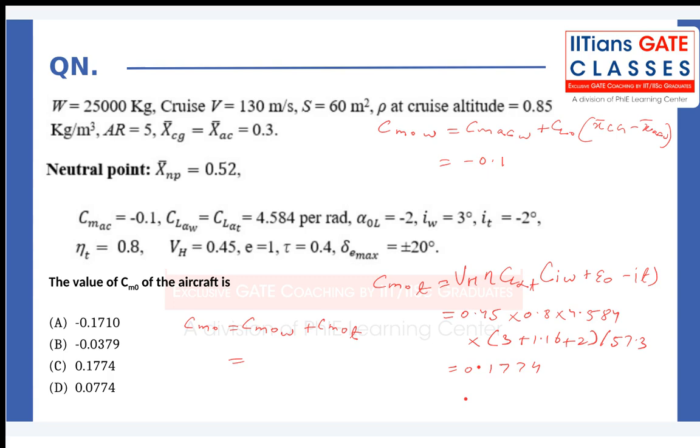Alvin, are you getting the right answer now? Are you getting the same answer? Okay, so now I think everyone has gotten the same CM not W and CM not tail. So this is just -0.1 plus 0.1774, and so we get B to be the right answer. All right? I hope everybody has understood this question. Can we go to the next question? I'll just move on.